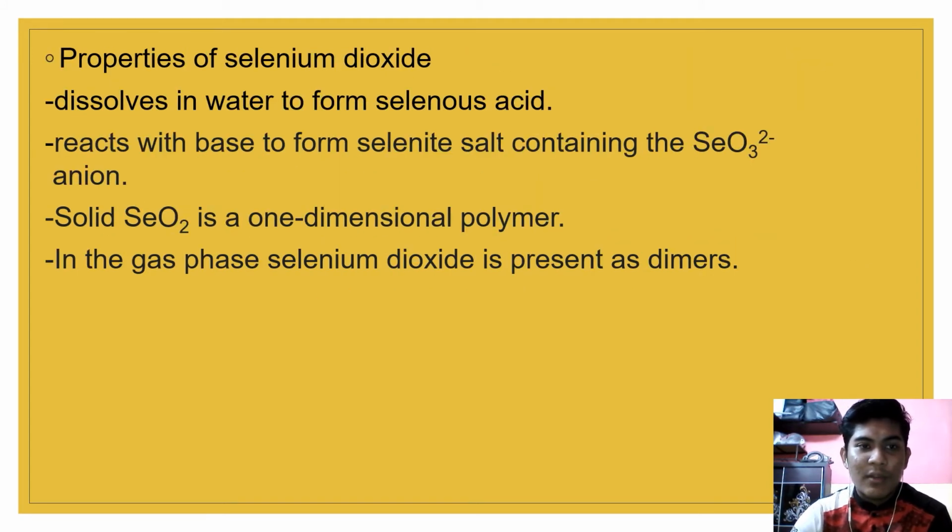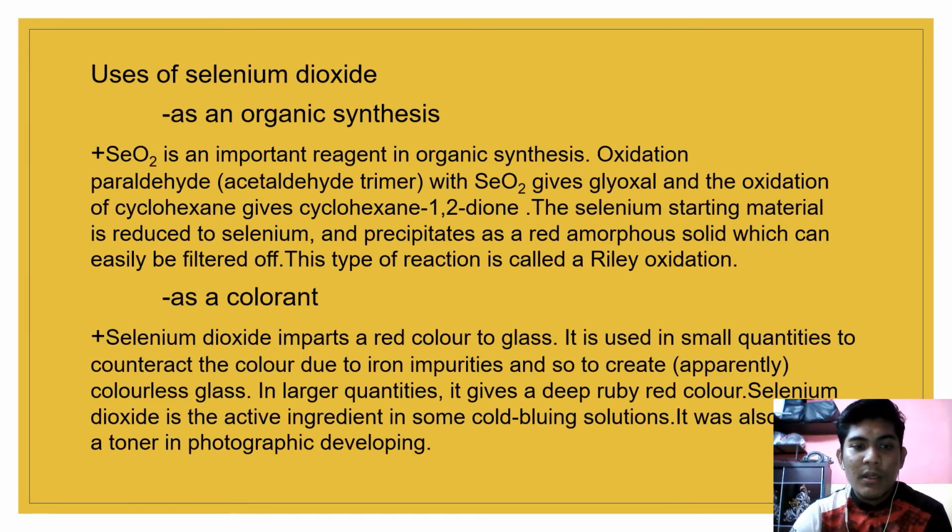Properties of selenium dioxide. It dissolves in water to form selenous acid. It reacts with base to form selenite salt containing the SeO3 2- anion. Selenium dioxide is a one-dimensional polymer, while in the gas phase, selenium dioxide is present as dimers. The use of selenium dioxide. It can be used in organic synthesis. It also can be used as a colorant.